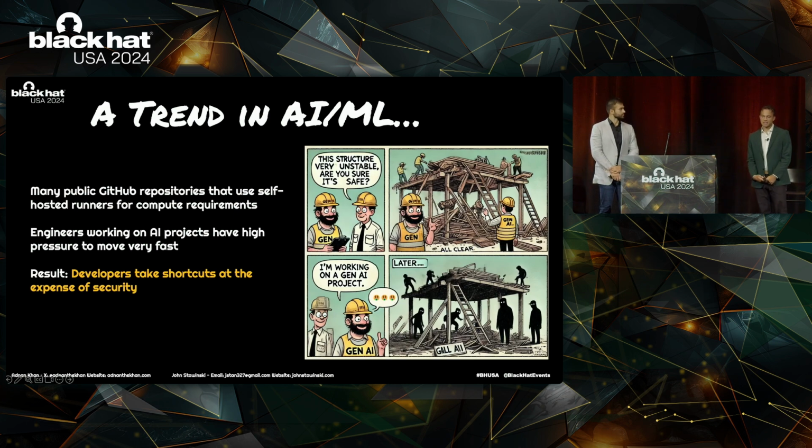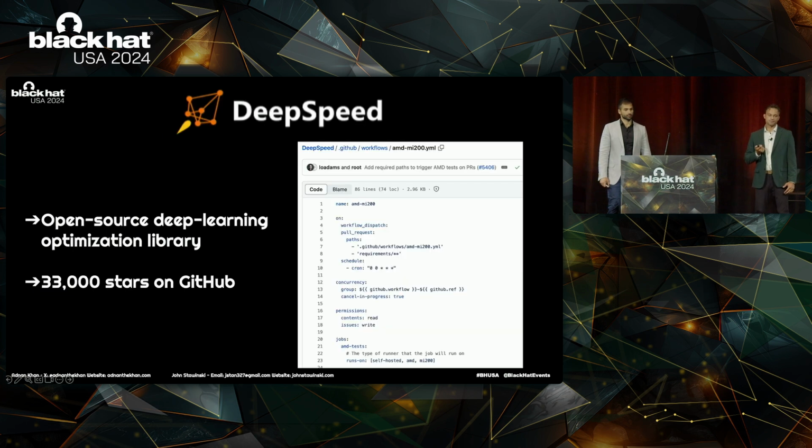The first is these repositories need a lot of compute for their builds and their tests. GitHub hosted runners don't have massive compute, so these AI/ML repos are just taking self-hosted runners to do the job for them. Another thing we've all seen is engineers working on AI projects are under a lot of pressure. It's a race right now, and they're moving as fast as they possibly can. What we see is that developers are taking shortcuts at the expense of security.